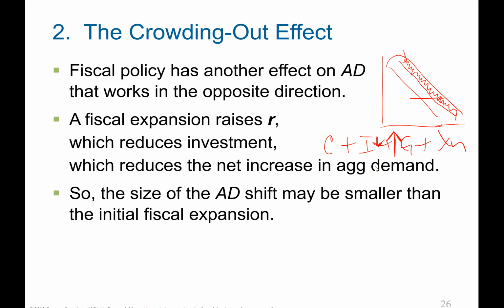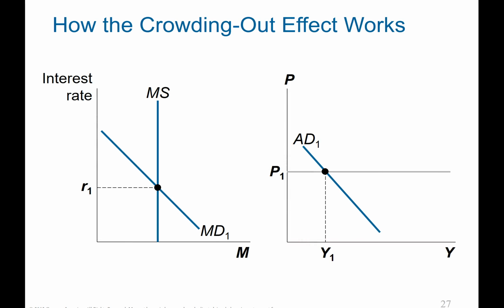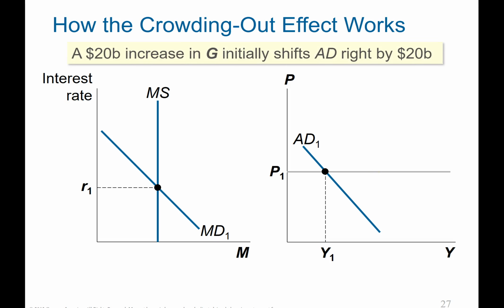So the size of the aggregate demand shift ultimately is smaller than the initial fiscal expansion. And that's because of that, like I said, mitigating or minimizing effect, whichever word you like. And it's called the crowding out effect. And basically what it does is it crowds out. The government's borrowing money, they're raising the interest rate, and this raised rate crowds out private investors because now it's too expensive for them to borrow.